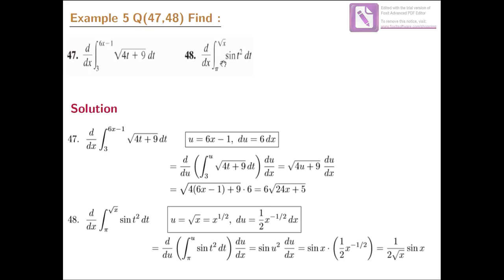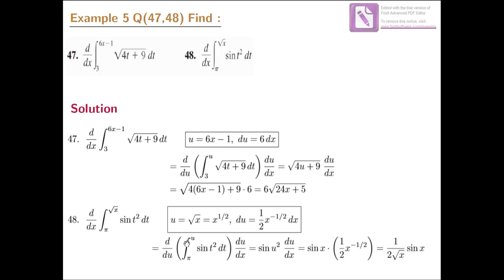Similarly for this one, here we have the derivative of the integral of sine t squared, where t goes from pi to root x. So again here we have root x, not x. So we need to use the u substitution. If u is equal to root x, that means du is half x to the power minus half dx. So now we replace d over dx by d over du multiplied by du over dx, replacing root x by u, so we get d over du of the integral of sine t squared dt, where t goes from pi to u, multiplied by du over dx.